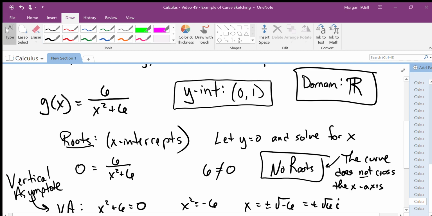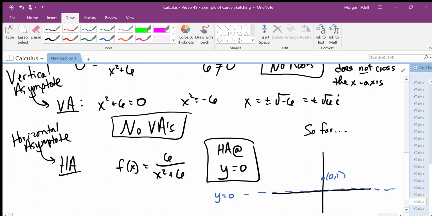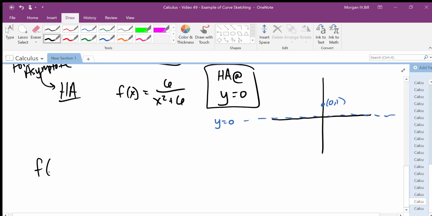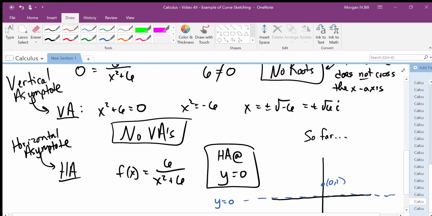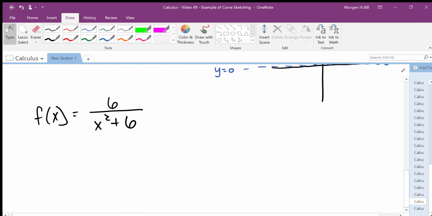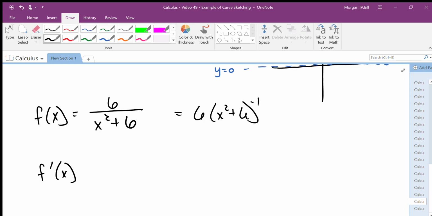All that will be coming from the derivative. So let's find the derivative. The original function is 6 over x squared plus 6, I believe. The derivative, you have two options. You can do quotient rule, or you can bring that x squared plus 6 to the numerator. Either way is fine. If you brought it to the numerator, you'd be looking at 6 times x squared plus 6 to the negative 1. Maybe that way is easier, so we'll take the derivative that way.